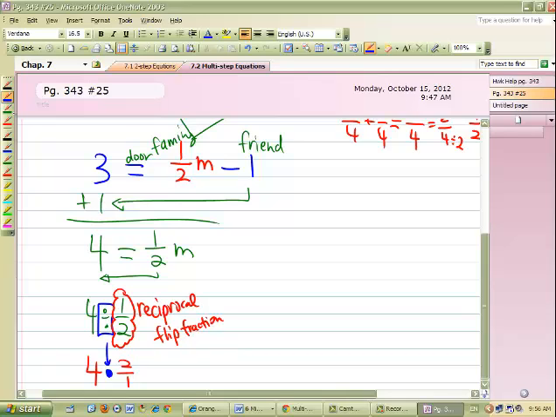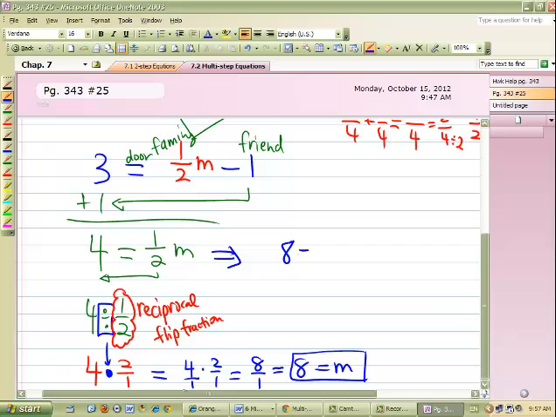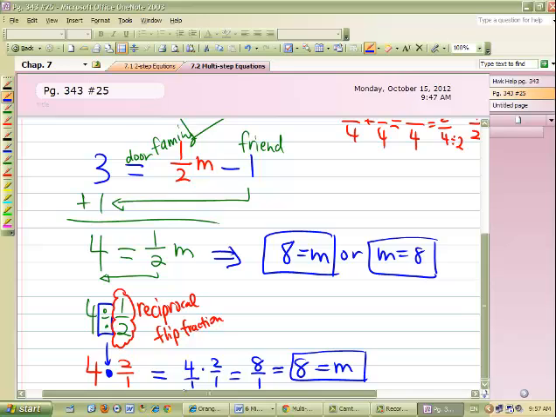So when I divide by a fraction, I'm supposed to actually multiply by the reciprocal. So now this is 4 times 2 over 1, and I'm going to change the 4 to 4 over 1. So that's going to give me 8 over 1, and I'm going to get 8. That's equal to m, and that's my final answer. So I can go back here, and I can write 8 is equal to m, or I can write m is equal to 8, and that is my final answer for number 25.